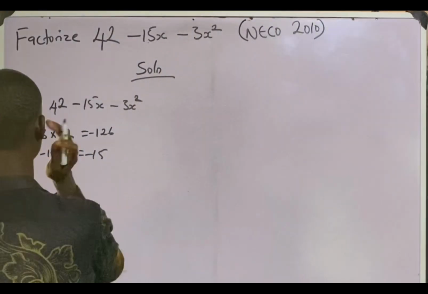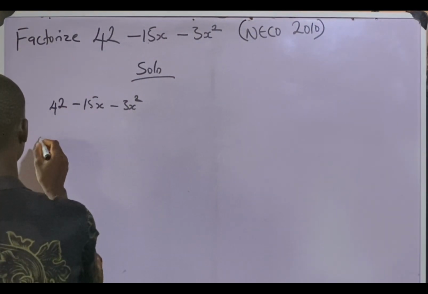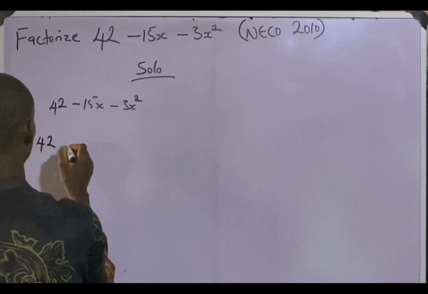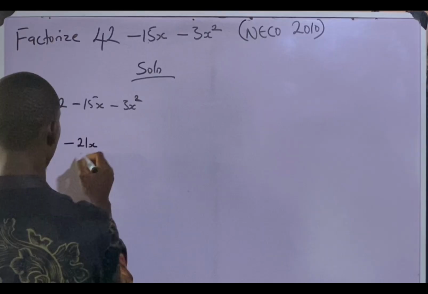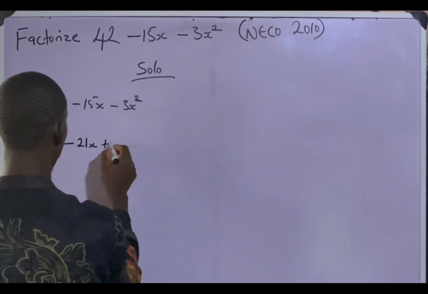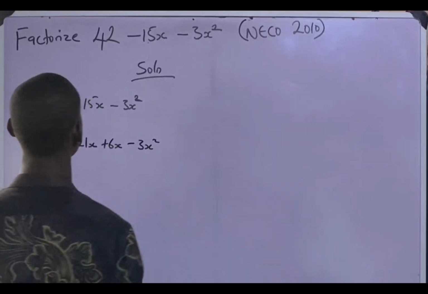So that we can write this to be 42 minus 21x plus 6x minus 3x squared.